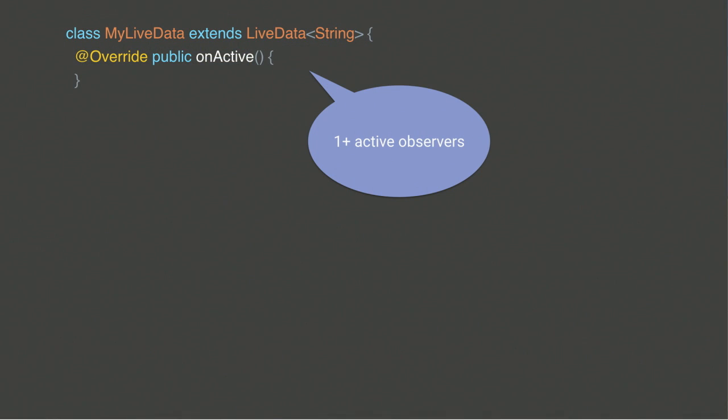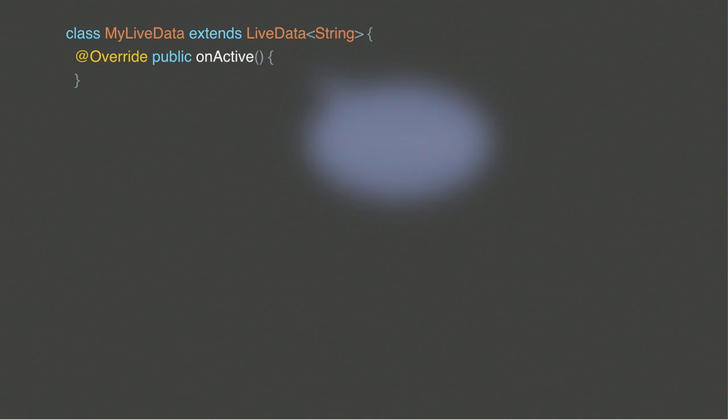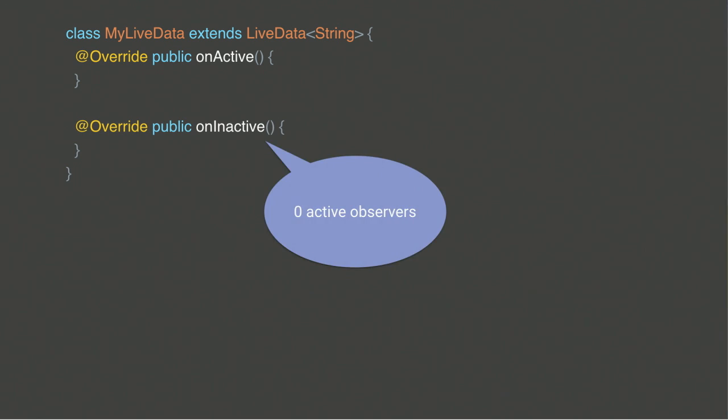You can also extend the LiveData class. When you extend, LiveData provides two very handy callbacks. The first one is called onActive, which means you have an active observer. And the other one is called onInactive, which means you don't have any observers, so don't bother changing your value if it is something that you care about.